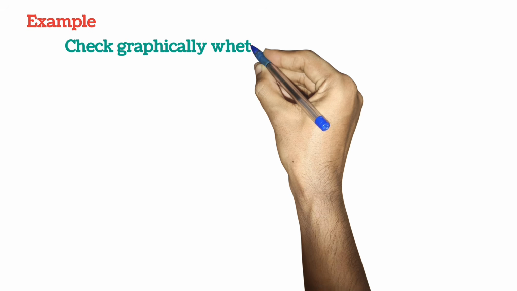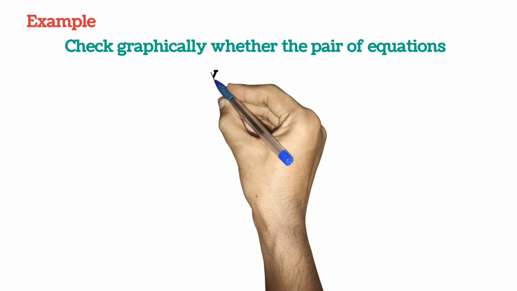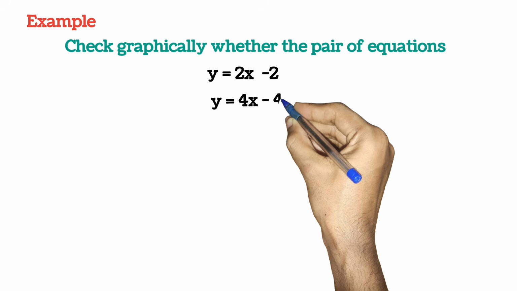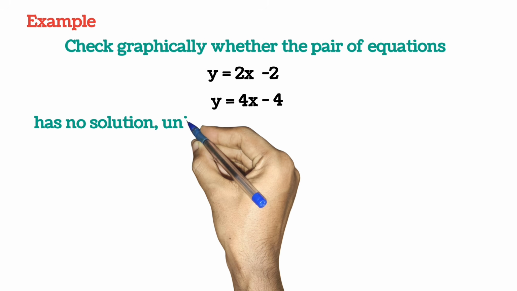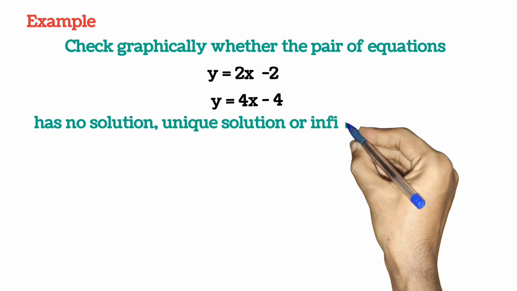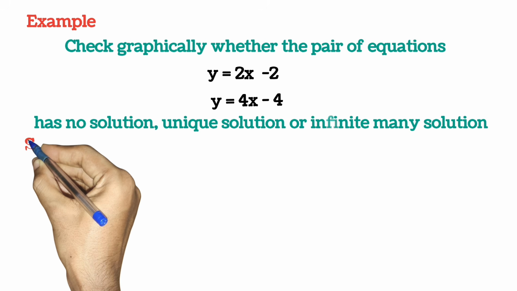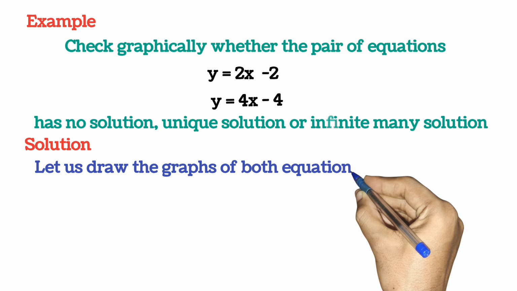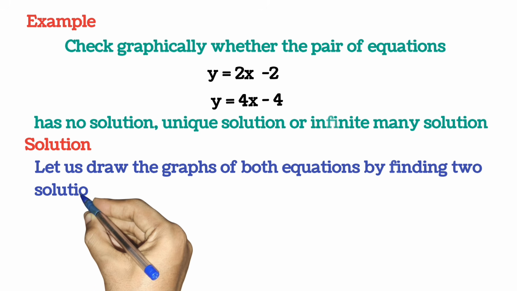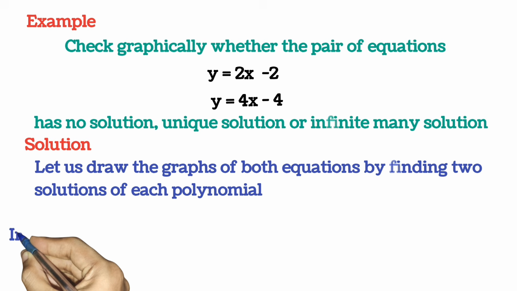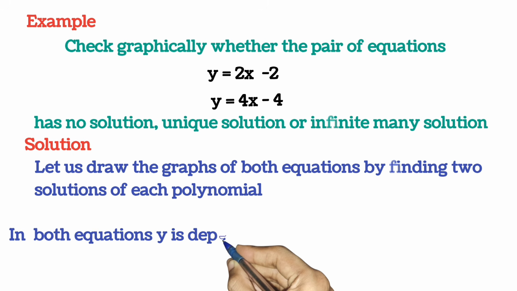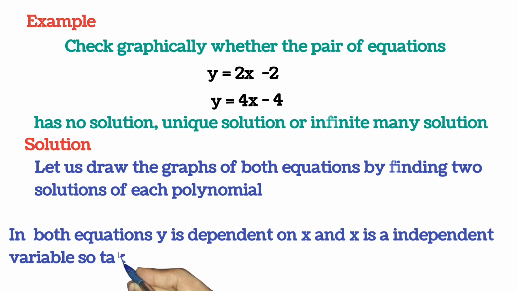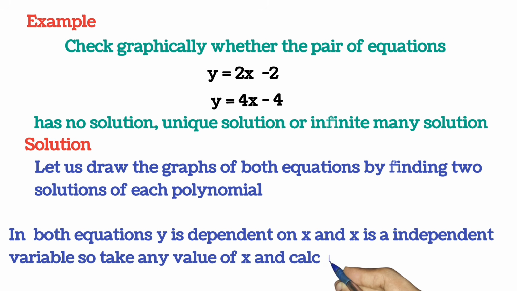Check graphically whether the pair of equations y = 2x - 2 and y = 4x - 4 has no solution, a unique solution, or infinitely many solutions. For the solution, let us draw the graphs of both equations by finding two solutions of each. In both equations, y is dependent on x and x is the independent variable. So take any value of x and calculate y.